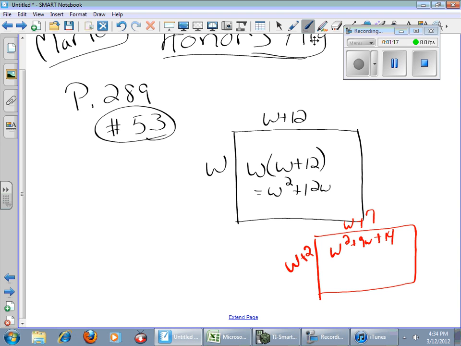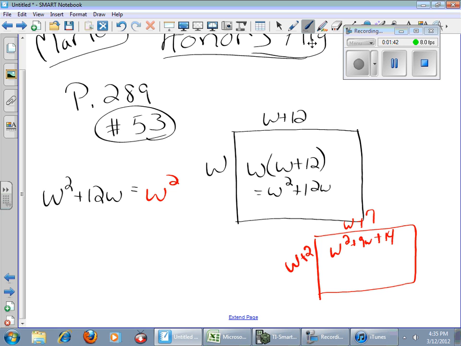How did I get that? I FOILed the quantity of W plus 2 times the quantity of W plus 7. All right, if the area of the garden was decreased by 55 square feet, so what that means is that the black one, which ends up being W squared plus 12W, is 55 feet greater than the red one.